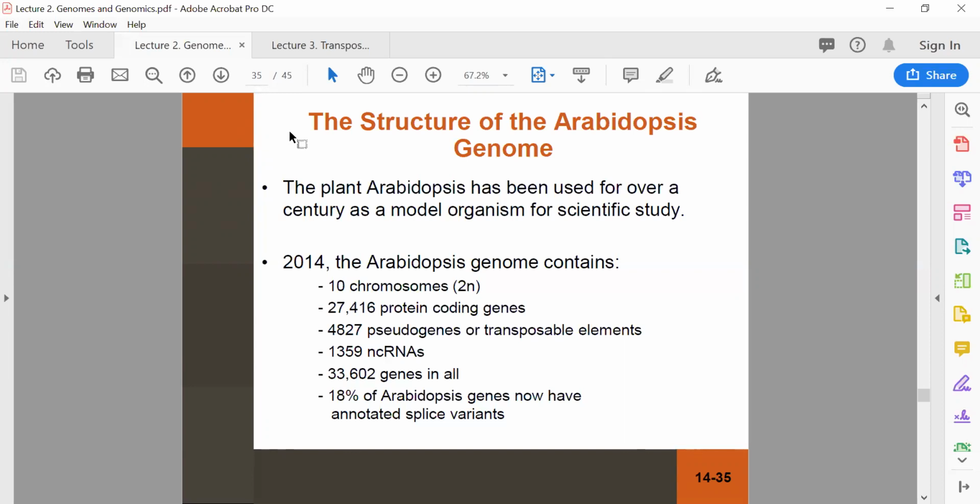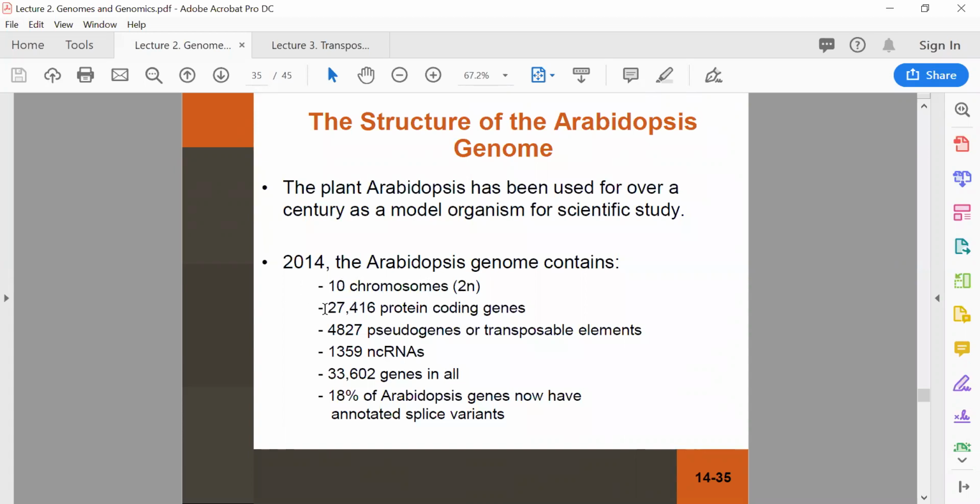All right, so let's look a little bit at a snapshot of the structure of the Arabidopsis genome. As of 2014, and these numbers would have changed since then, the Arabidopsis genome contains, well, this won't have changed, 10 chromosomes. That is the diploid number of chromosomes in Arabidopsis.